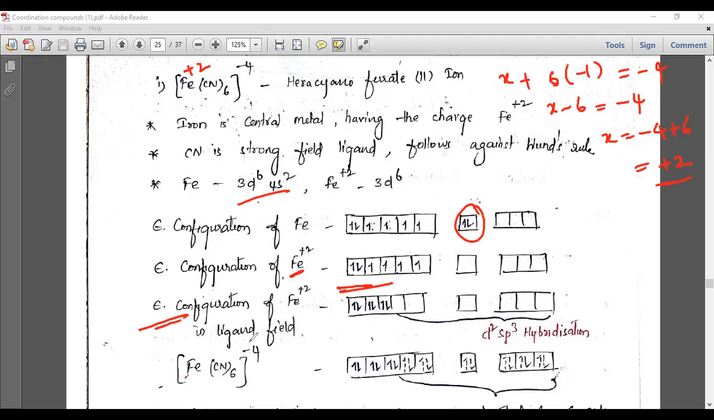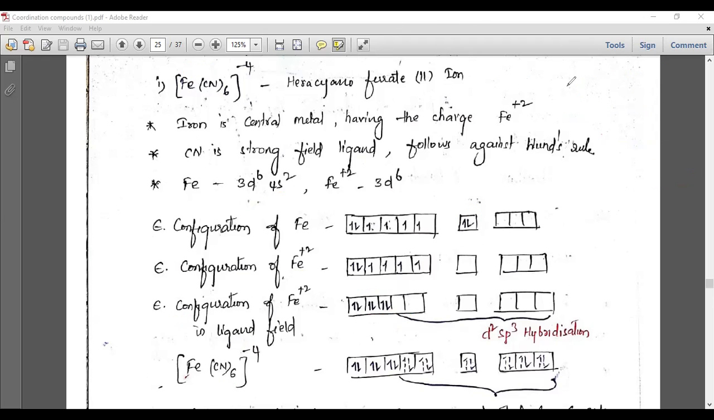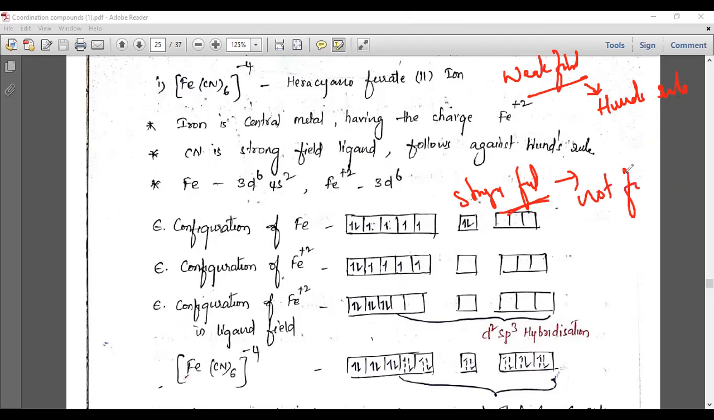Now the electronic configuration in the ligand field. Whatever the ligand here is, it is cyanide. So when there is cyanide, what happens to the electronic configuration? I already told you about weak field ligands and strong field ligands. When it is a weak field ligand, it will follow Hund's rule. But in case of strong field, it does not follow Hund's rule.